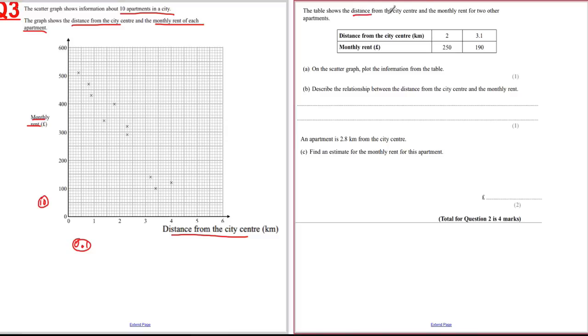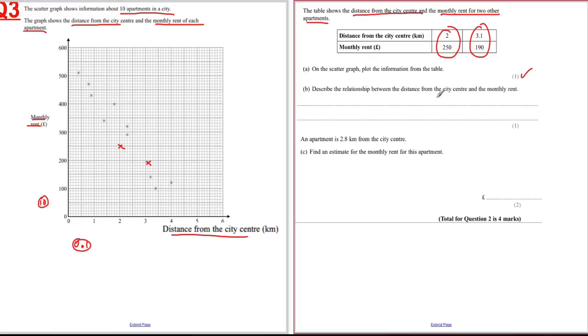The table shows the distance from the city centre and the monthly rent for 2 other apartments. On the scatter graph, plot them. So we've just got to plot these. So plot this, 2 with 250. So 2 distance with 250. 1, 2, 250, 100, 250 would be exactly here. And 3.1 and 190. So 1, 2, 3. Now 0.1 is just 1 square, and you're going up to 190. So 100, there's 200. Each little square is worth 10, we said, so it would be here. Okay, and we've got our mark there.